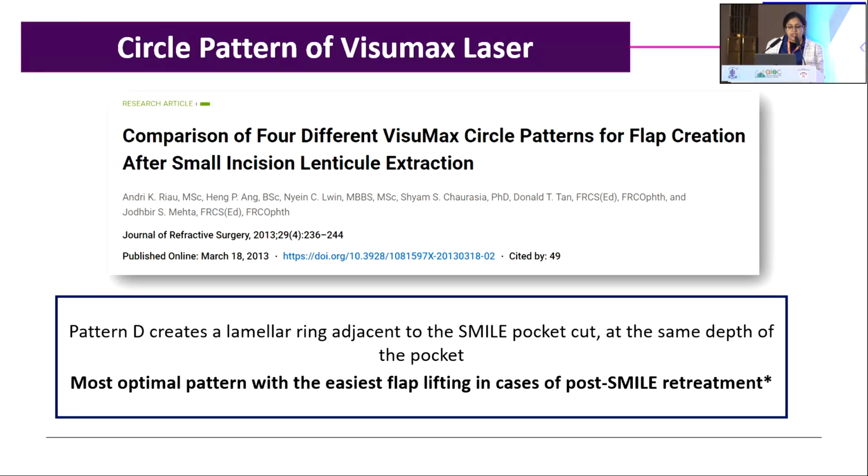So Riao et al. did the landmark study and compared these 4 patterns. So what they established was that pattern D, since it creates a lamellar ring adjacent to the smile pocket cut at the same depth, is the most optimal pattern with the easiest flap lifting in cases of post-smile retreatment. So for retreatments and enhancements, what is recommended is pattern D. And I will also discuss an extrapolated use of pattern A.